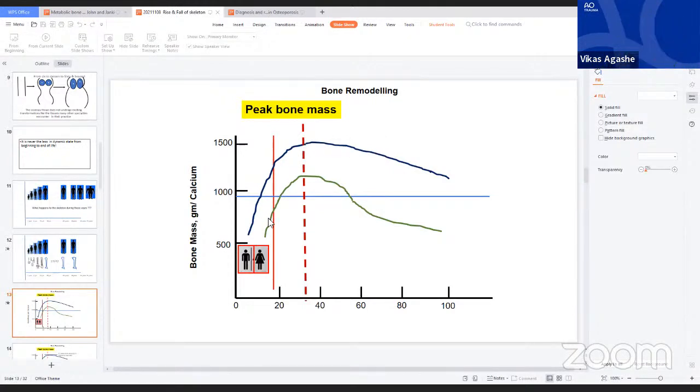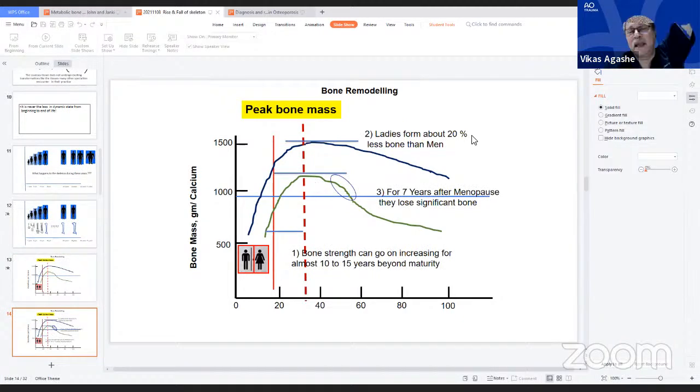So they not only achieve more bone mass, they maintain the bone mass over a longer period of time. Ladies form about 20% less bone than men. And for 7 years after menopause, they lose significant bone. Bone strength, and this is something very important, goes on increasing for almost 10 to 15 years after skeletal maturity.